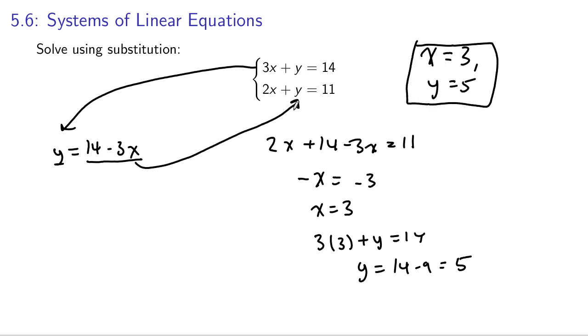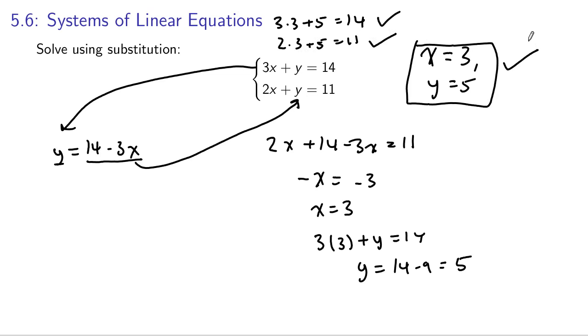Now we can check this by taking each equation and verifying that we have a true statement. 3 times 3 plus 5 equals 14. 3 times 3 is 9. 9 plus 5 is 14. Check. 2 times 3 plus 5 equals 11. 2 times 3 is 6. 6 plus 5 is 11. Check. This is a solution.